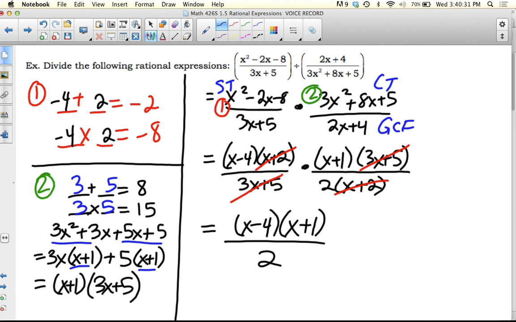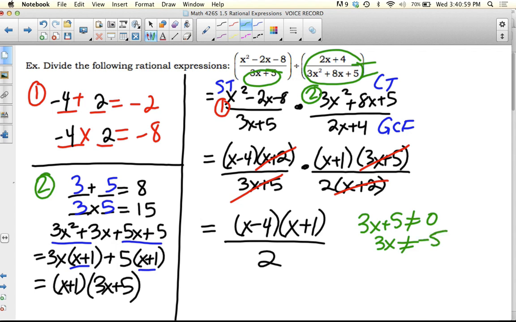So now let's look at restrictions. Like I said, we're dividing, so we're definitely going to need a restriction there. And because we're dividing this whole term, we're going to need a restriction for both the top and the bottom here. So let's start with the 3x plus 5. 3x plus 5 cannot equal 0. So 3x cannot equal negative 5. If I divide 3 off, x cannot equal negative 5 over 3. So that's one of my restrictions.